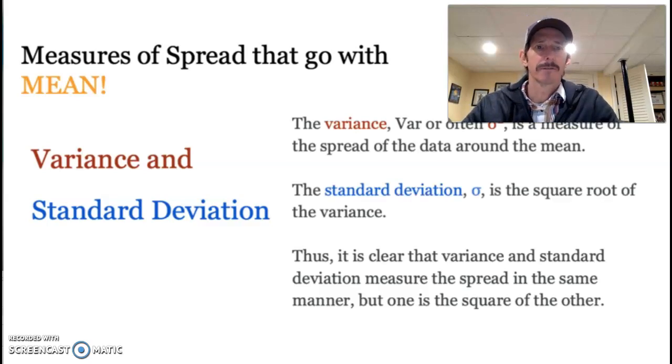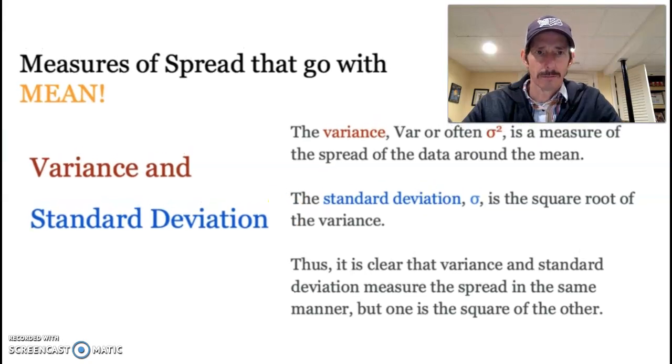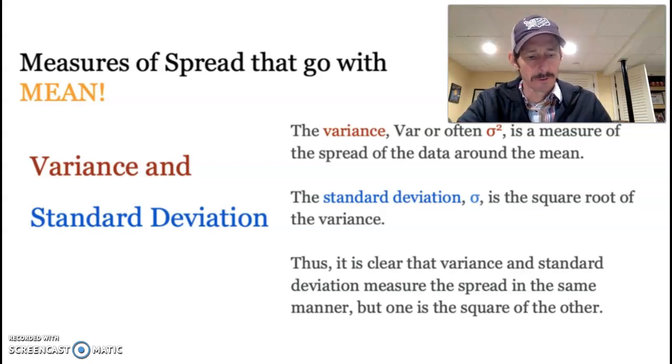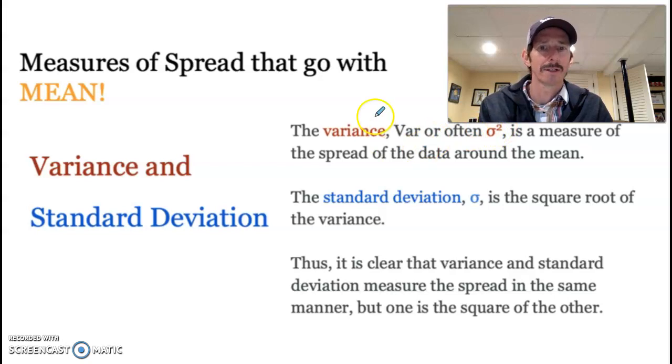The variance, in fact, is, and again, I'm going to shift this a little bit so you can see it. This variable in here is the Greek letter sigma, and sigma squared is the variance, and it does measure the spread of the data around the mean. So when I show you a formula in a minute, the average is actually part of the calculation of this. That's why they go together.